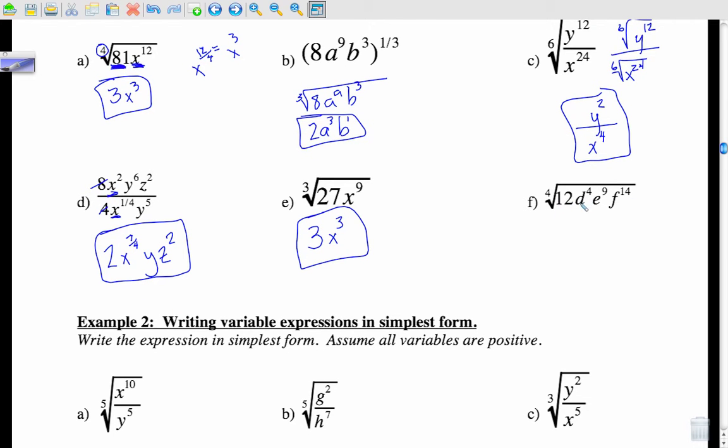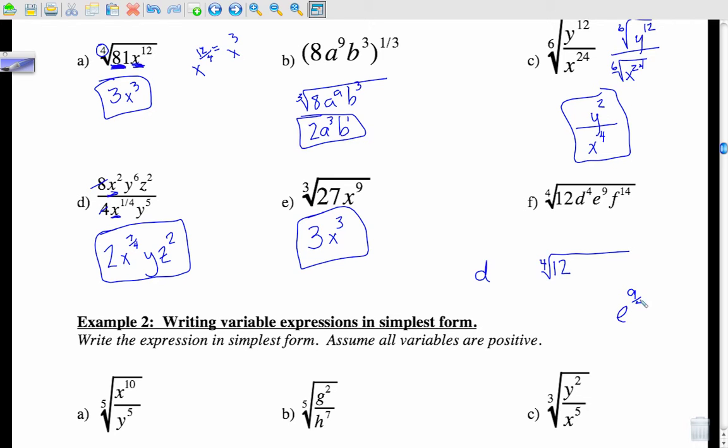Now, what happens if it doesn't go in evenly? For example, the fourth root of 12. I don't know what that is. That's not on my list. So that just means that in my answer, you can have things that remain under this fourth root, like 12. Can't break it down into anything, so I have to leave it. This is d to the 4 over 4, which is a d. That is now on the outside, and since there wasn't any remaining, there's nothing left on the inside.